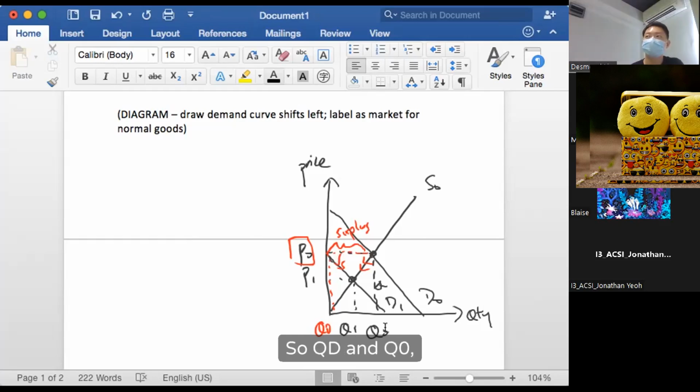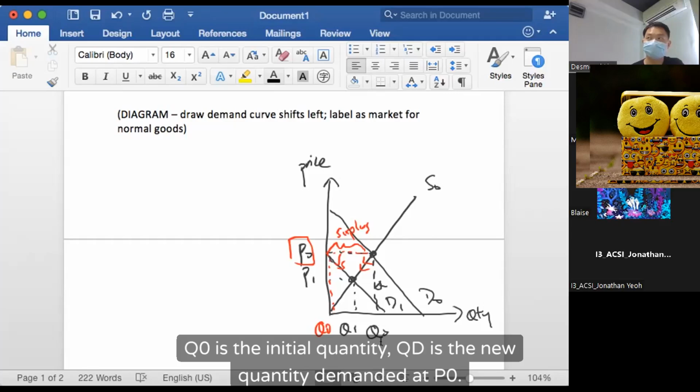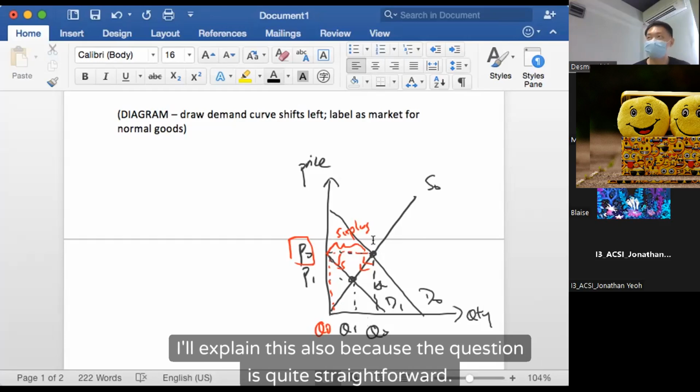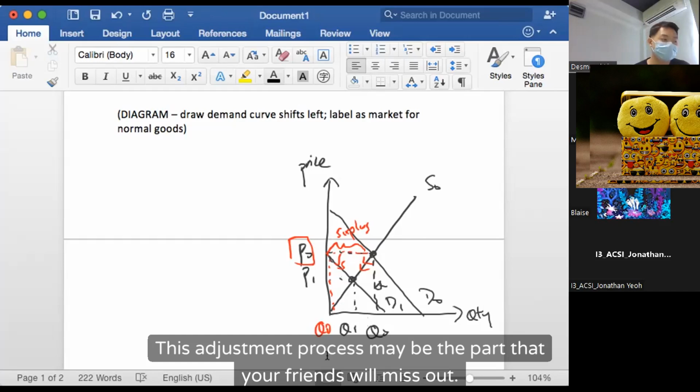Q0 is the initial quantity. QD is the new quantity demanded at P0. Now we got the surplus, so this surplus pushes down your price. Then you will reach the new equilibrium later on. We explain this also because the question is quite straightforward. This adjustment process may be the part that your friends will miss out.